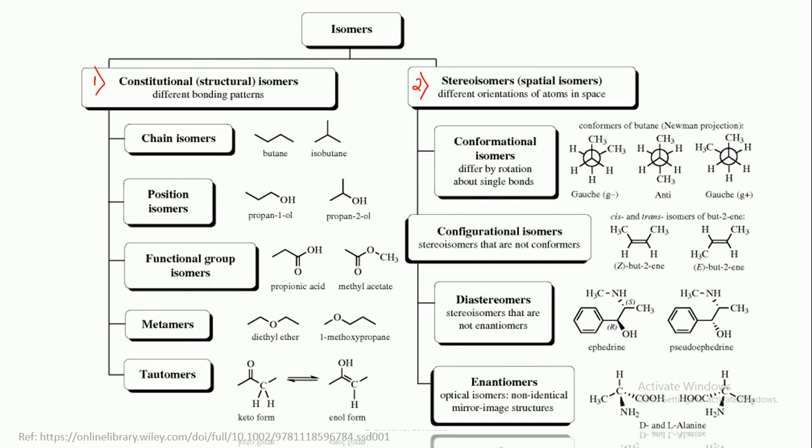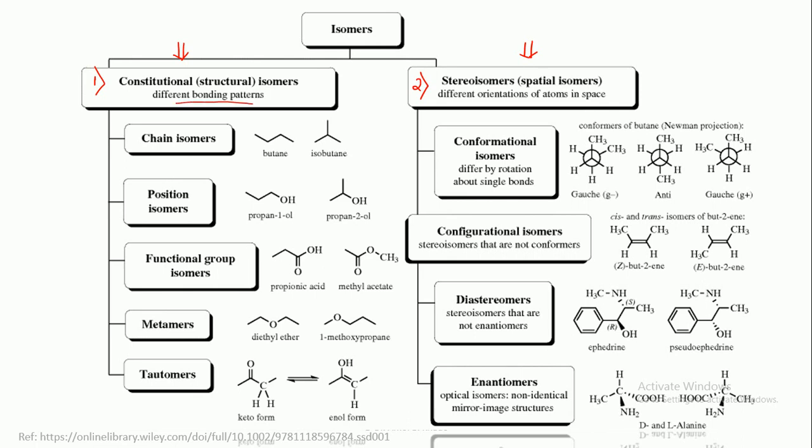In your first year syllabus we will be mainly focusing on type 1. In the next semester we will focus on the stereoisomers. We have separate chapters about stereoisomers in detail. So for now we will be discussing only the constitutional or structural isomers. In constitutional or structural isomers, as the name implies, the arrangement is different; a different bonding pattern is mainly observed.